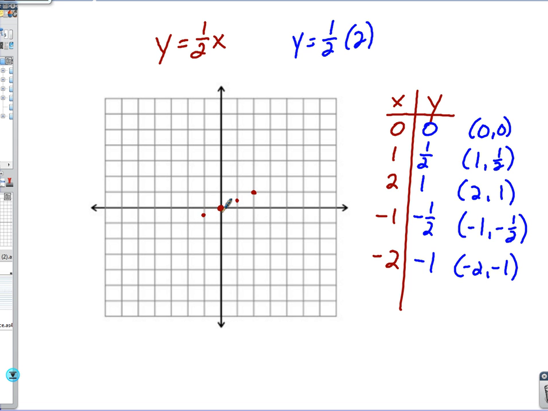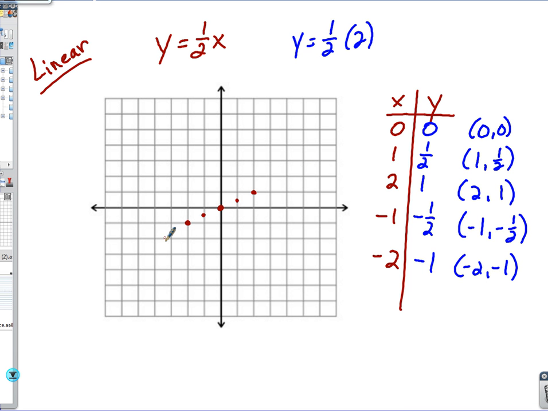And for -2, -1, we go left 2 and down 1. And you see again, there's a pattern there. There's actually a linear pattern. And the reason this is a linear pattern is because this is a linear equation. And when we say linear, we see the root word of linear is line. So anytime we have this straight line action like we have here, then we have a linear equation.